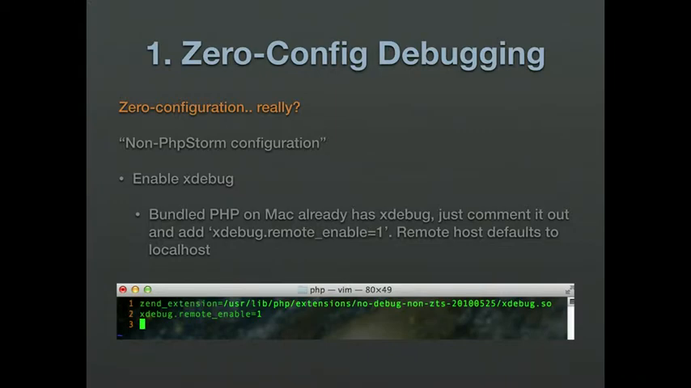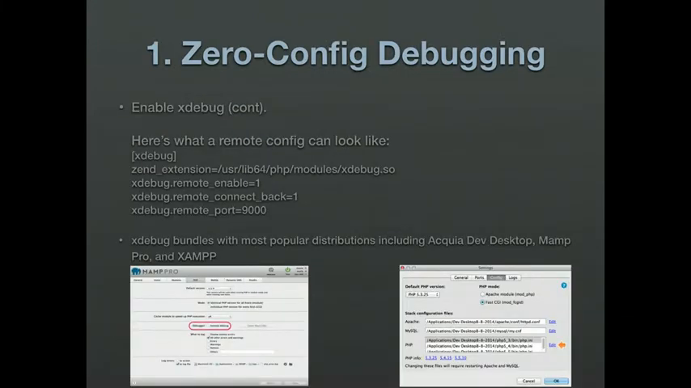So to enable Xdebug on a Mac, there's a bundled PHP file. It's actually already there. You just go to the end of the file. It's commented out, and you just uncomment it and add xdebug.remote_enable equal 1. Then restart, and then PHP should be good to go. You could also do remote debugging. So if you're off a server, you could set that server to do remote debugging, and then your PhpStorm will read it.